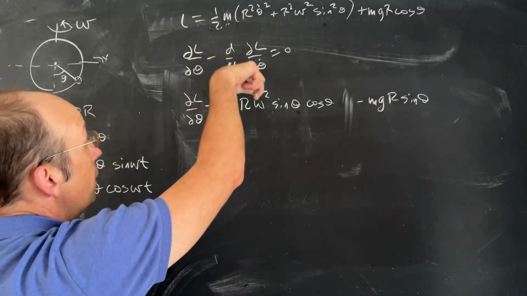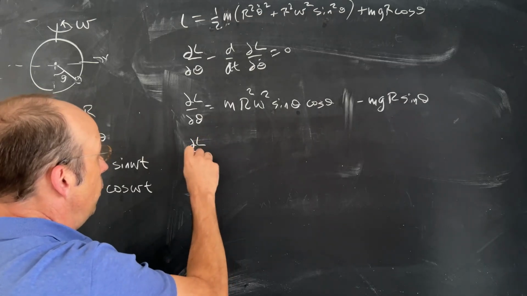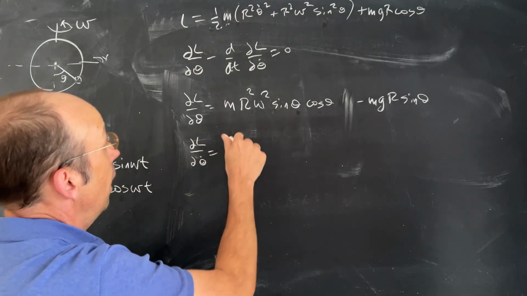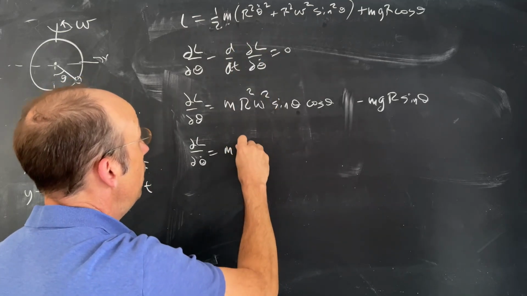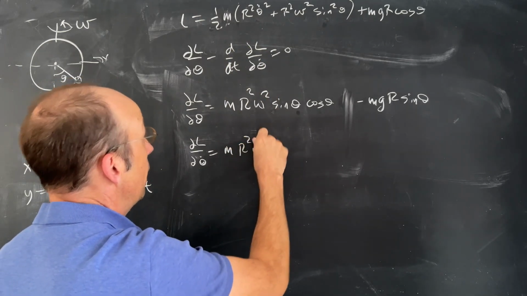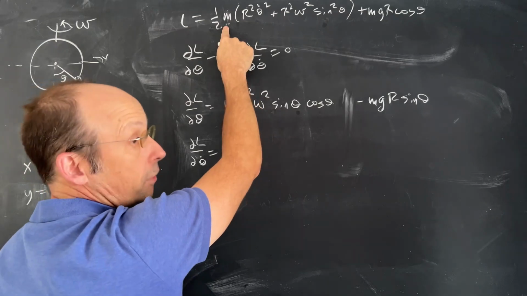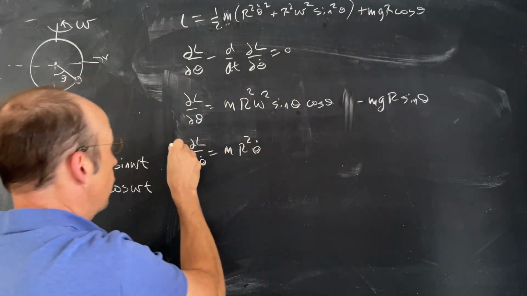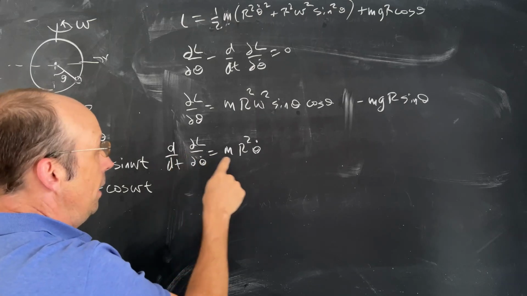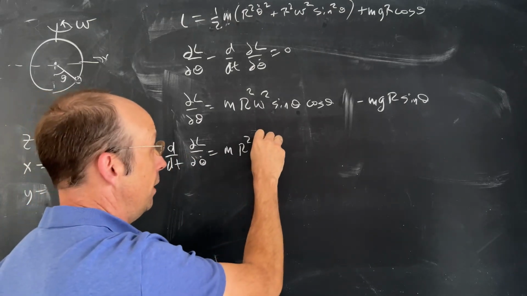Now let's do this one. I'm going to start off with the partial of L with respect to theta dot. Scanning, there's the theta dot. So I get m r squared theta dot, right? Because I bring the 2 down for the power rule. Now there's no other theta dot, so I'm done. And I can take the derivative with respect to time. That's the only thing that depends on time, so I just get theta double dot.